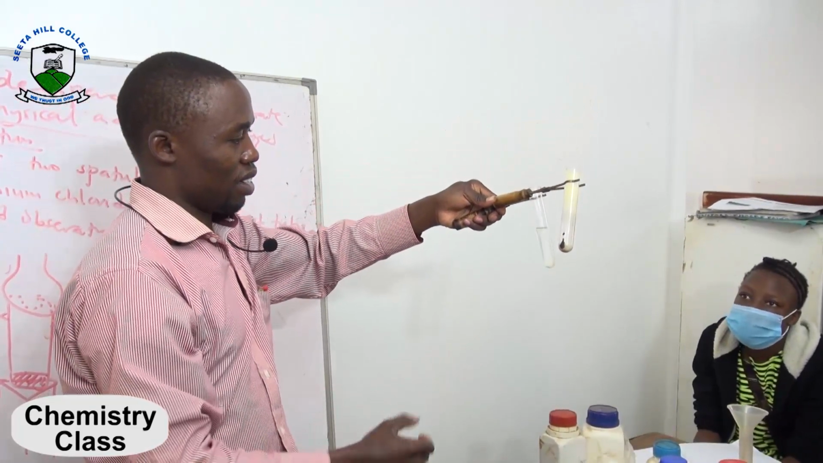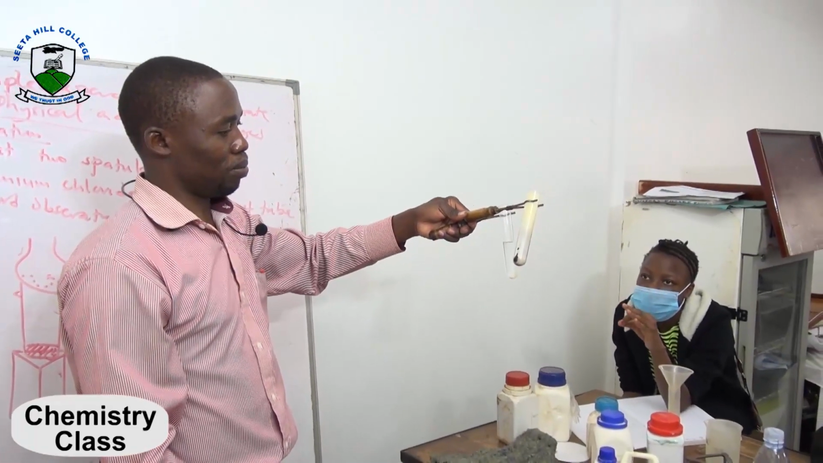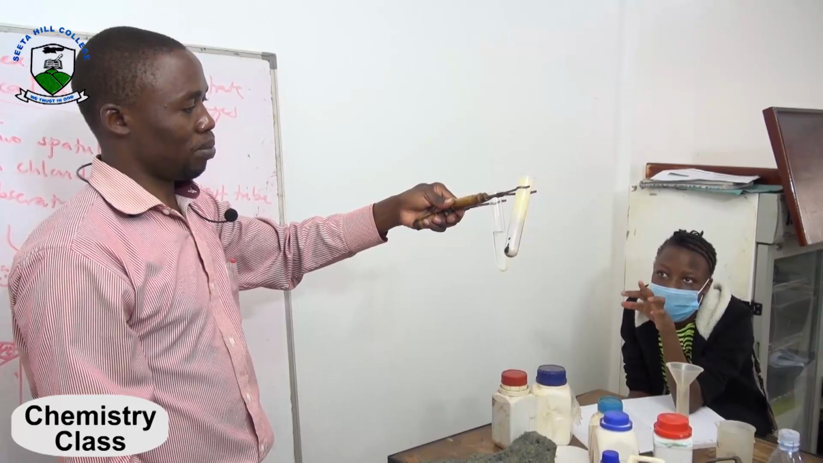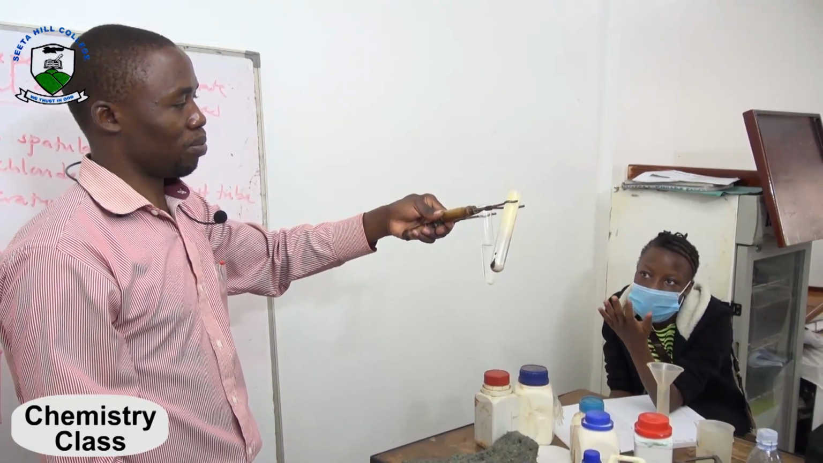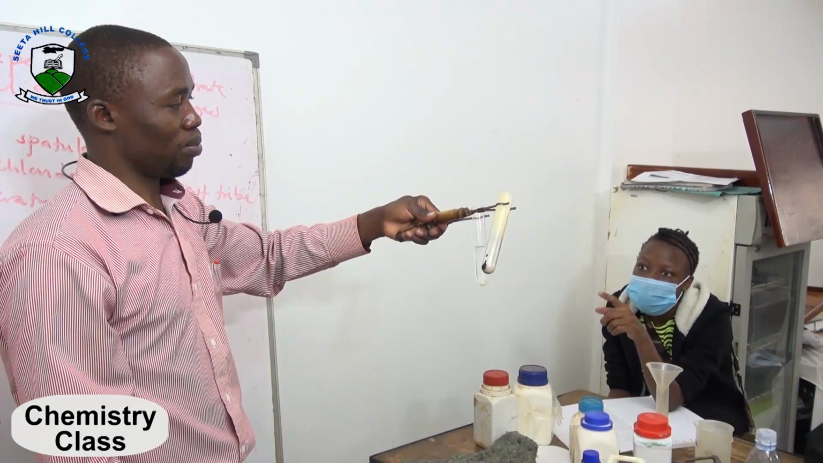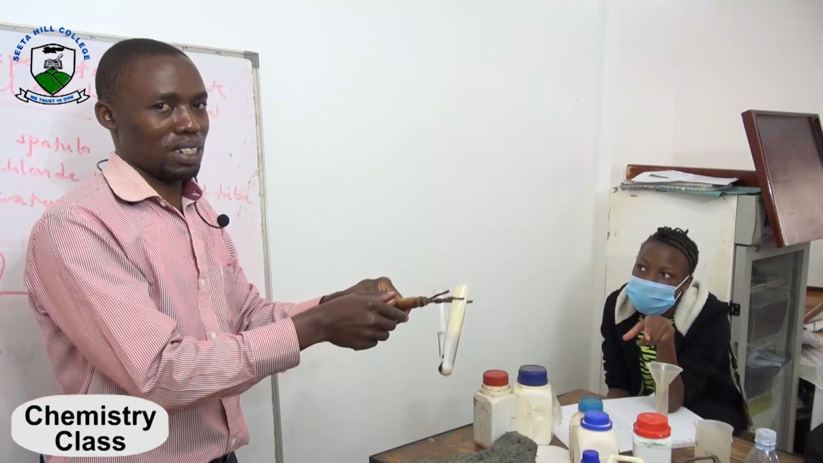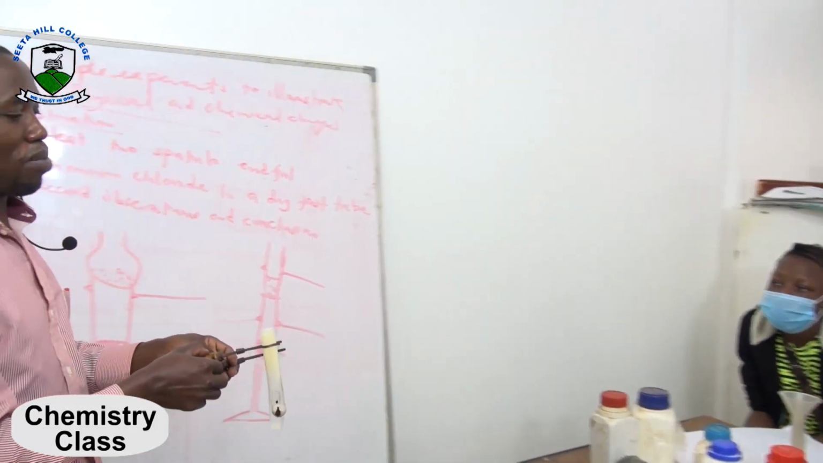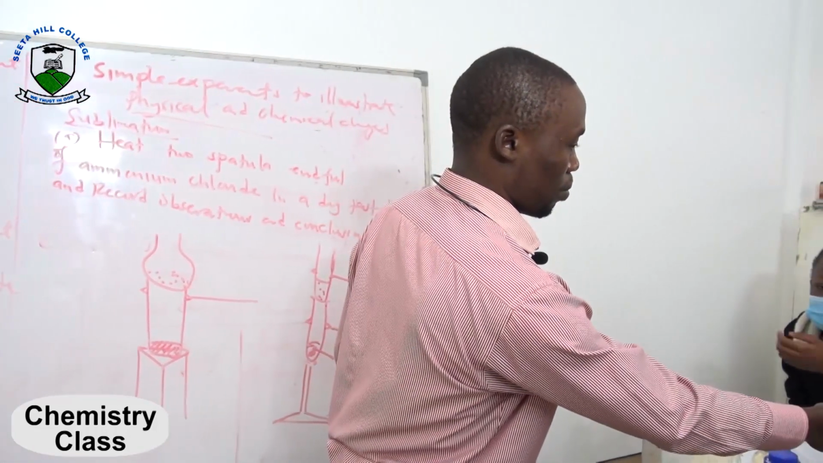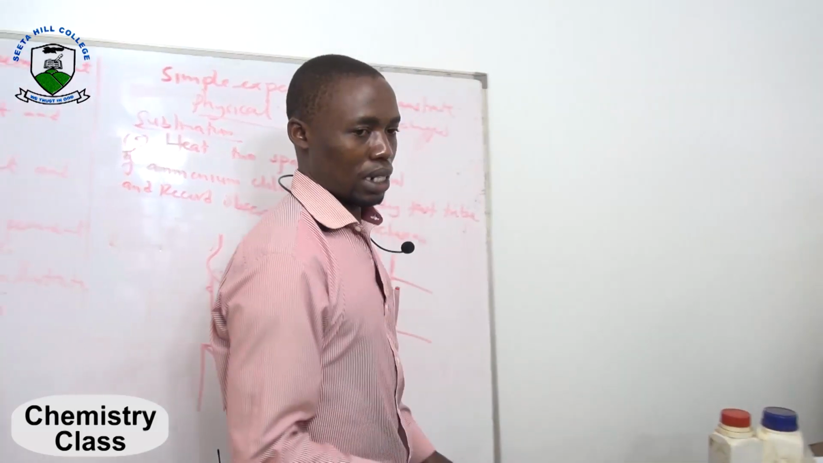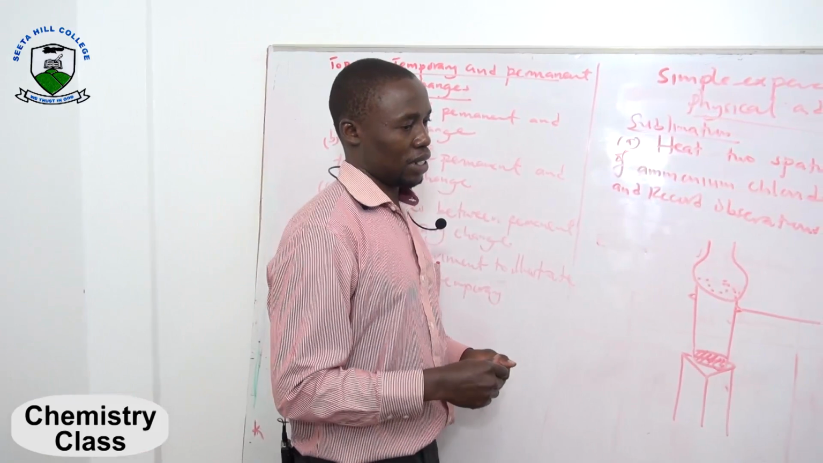The ammonium chloride was first a solid. Then when it started heating, it turned into a white fume, that smoke. Then after it went and settled at the bottom of this boiling tube, it returned into the ammonium chloride that we are heating. The same ammonium chloride. Thank you very much. Meaning no new substance has been formed. Now, that is very good. That's a temporary change.